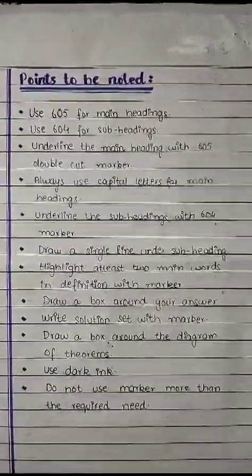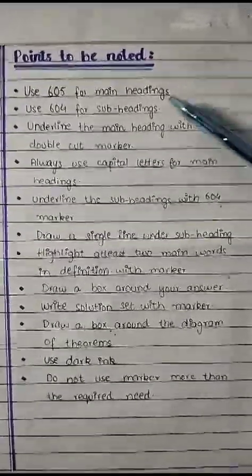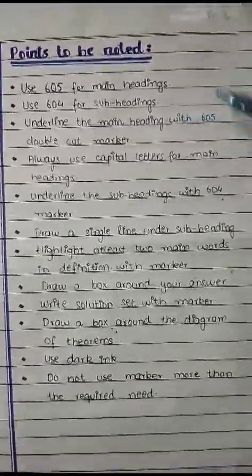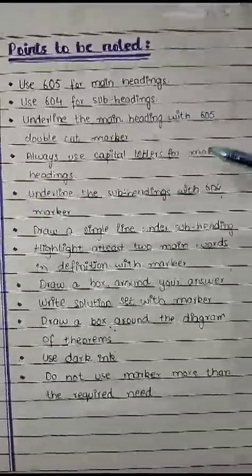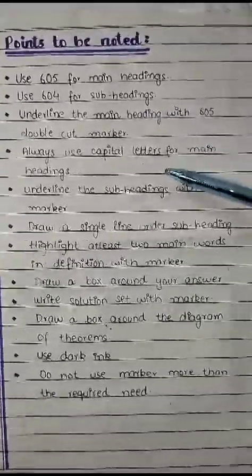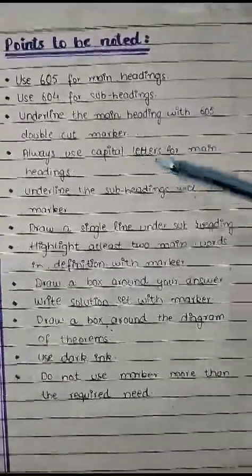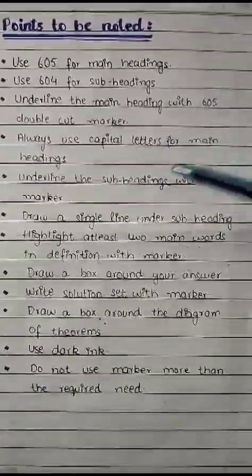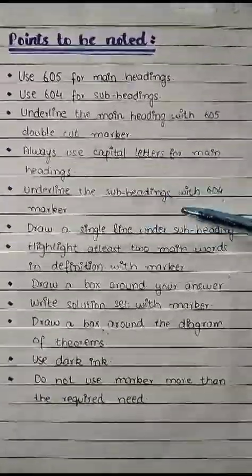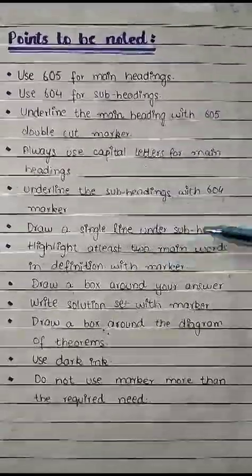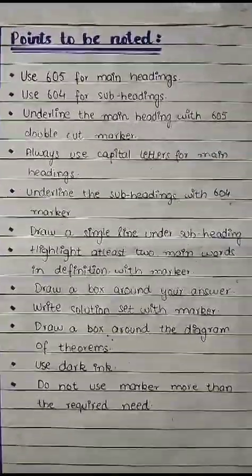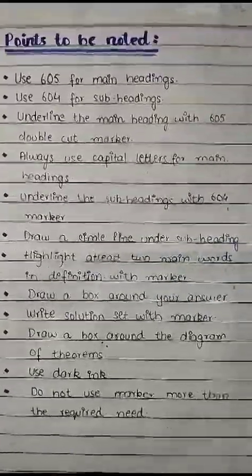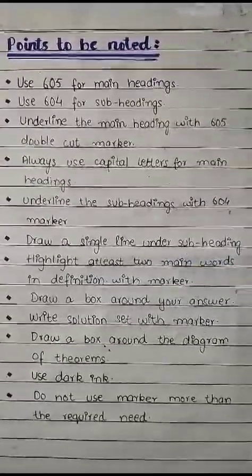At the end, there are some points to be noted, like you can use a 605 marker for the main heading and a 604 for the subheading. Underline the main heading with a 605 double cut marker. Always use capital letters for all main headings. Underline the subheading with a 604 marker, draw a single line under the subheading, and highlight at least 2 main keywords in the definition with marker. Draw a box around your answer, and write the solution set if required.